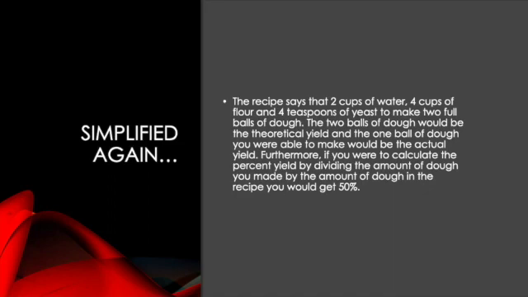Furthermore, if you were to calculate the percent yield by dividing the amount of dough you made by the amount of dough in the recipe, you would get 50% because the recipe calls for 2 balls of dough to be made and you were only able to make 1. So dividing 1 by 2 would create 50%.